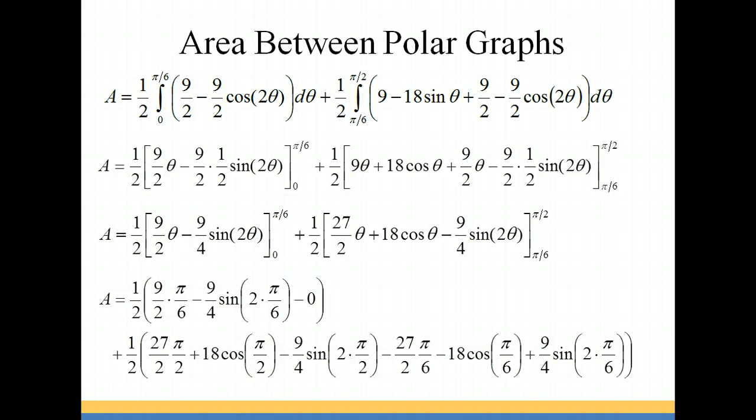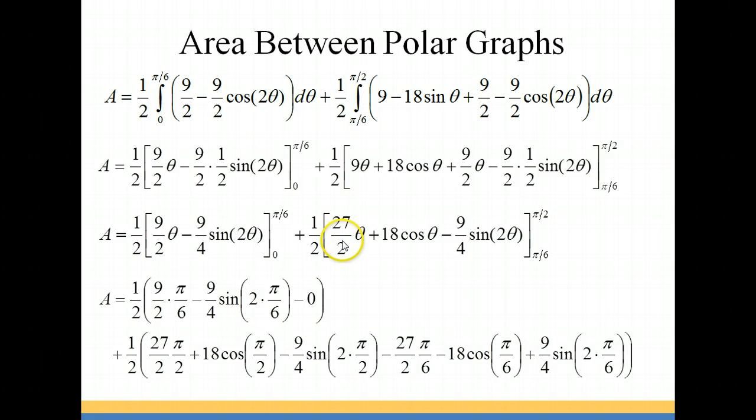So where I have theta, I'm going to put in pi over 6 on this one. So I have pi over 6 here and pi over 6 here. And then I could go ahead and put in 0, but if you have 9/2 times 0, you would get 0. And also, if you put in a 0 here, you have 2 times 0, which is 0, and the sine of 0 is 0. So there won't be anything subtracted on this one.